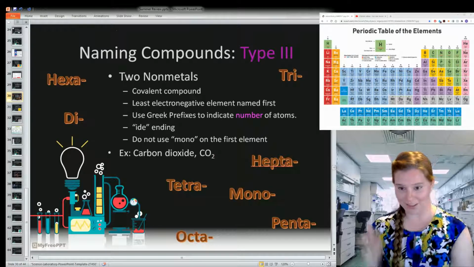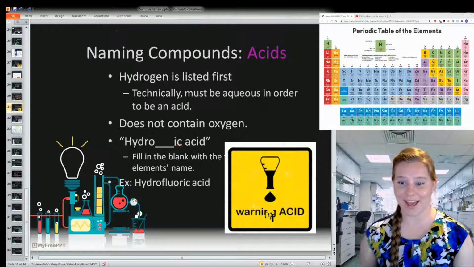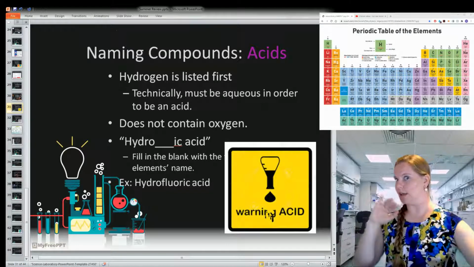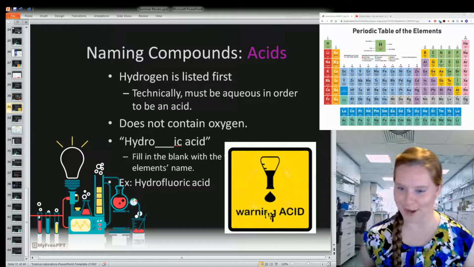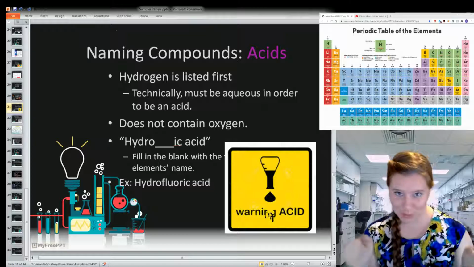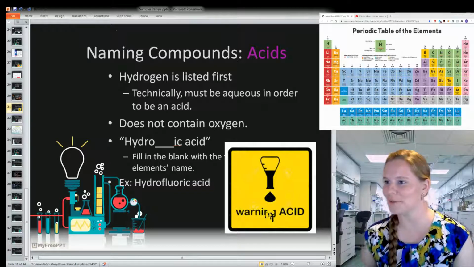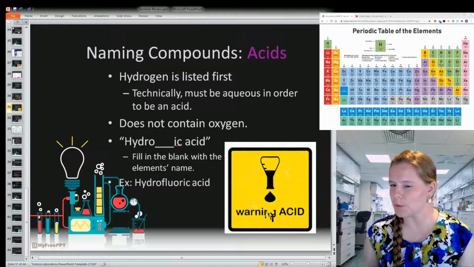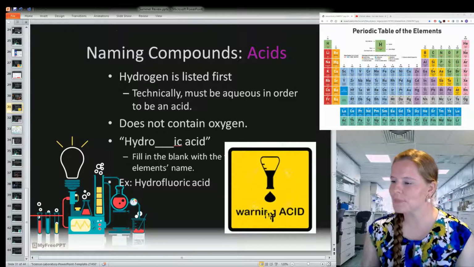Okay, that's type 3. The last ones are the acids. I like these. I like acids because they're just kind of fun to say, right? Everyone's like, acid. Ooh, scary. Whether that acid is actually scary or not. You put the word acid on it, people think it's scary. It's great fun. All right, and some of them are. Don't go playing with acids, but anyway, we'll use some later this year, okay?